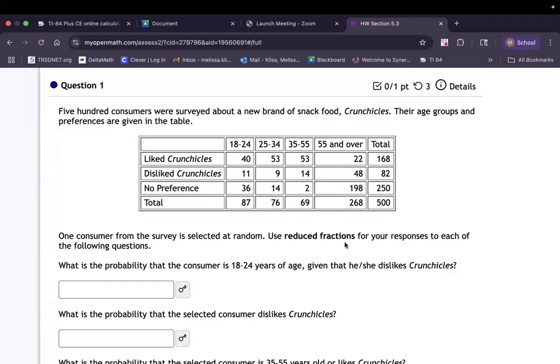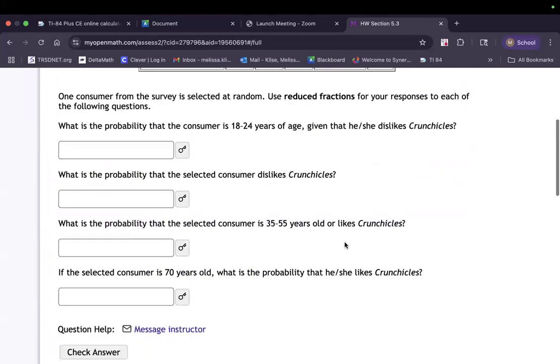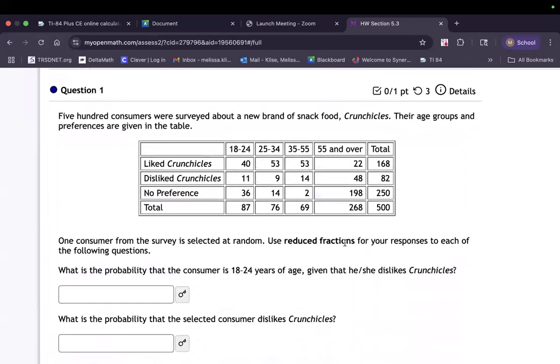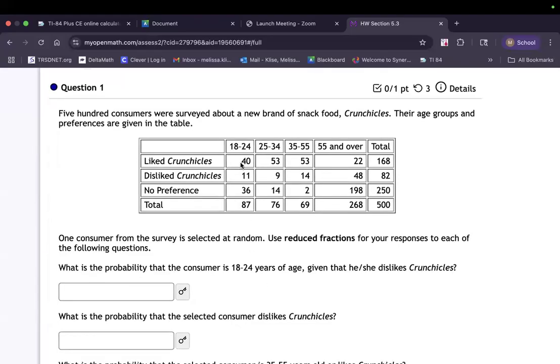So you're just going to grab the numbers from the table, like I just did for you with this one right here. Given that they like Crunchicles, it changes your population to 168, so that's your denominator. The probability they're 18 to 24, so your numerator would be the 40. So it'd just be 40 over 168. That's what you would put in here, and then you just simplify that fraction.